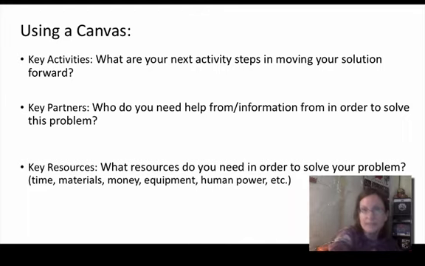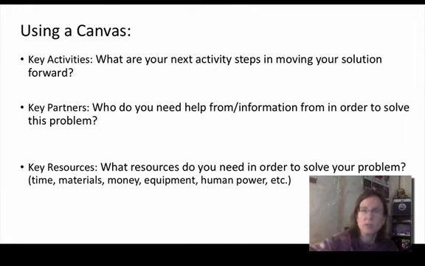Key partners then. Who's going to help me? These are not my customers. These are people on the back end that are going to help me. So maybe someone who's already developed an app like this, maybe store owners who can tell me what their most commonly purchased items are. Maybe I can find out online what recipes most people search up. So people who can give me information that could better help me fine-tune my product.